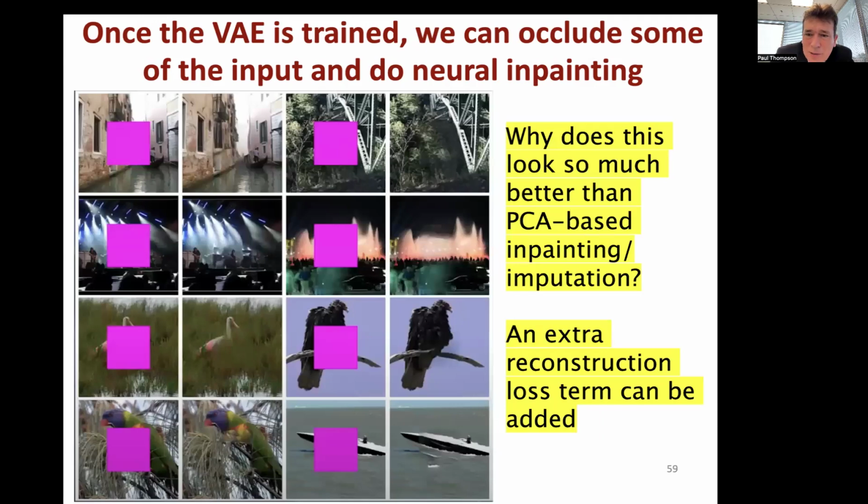So why does this look so much better than other in-painting methods? PCA is one dimension reduction method where if you're missing data, you can use principal components to reconstruct the missing data, but it doesn't do quite so well.